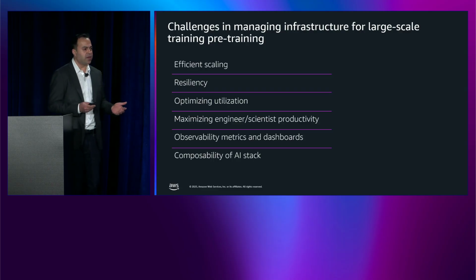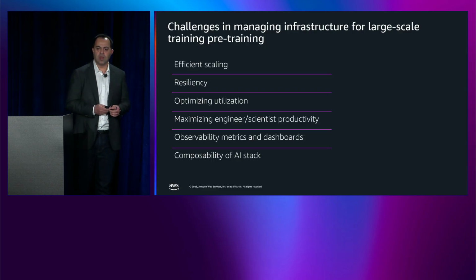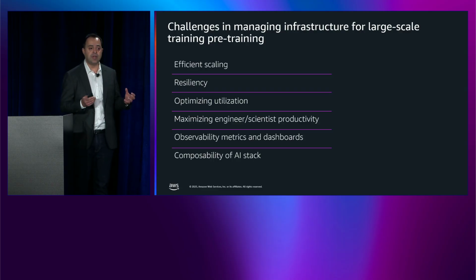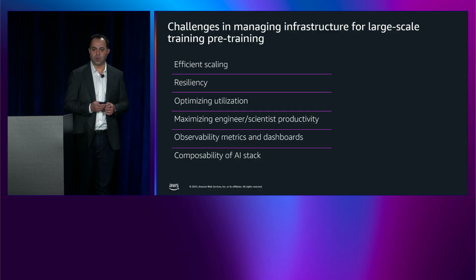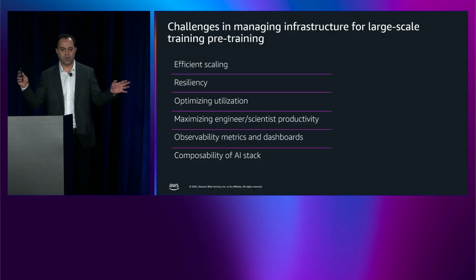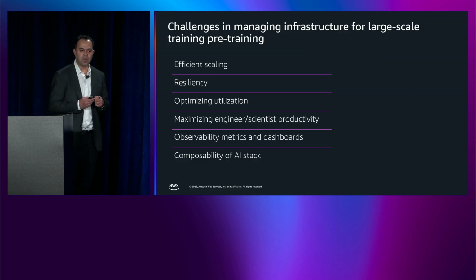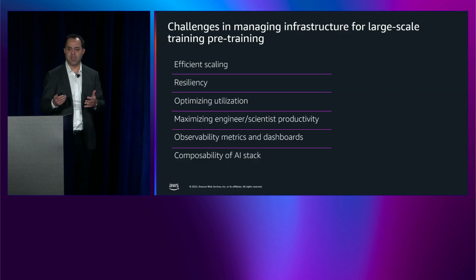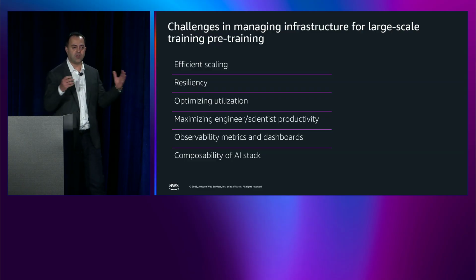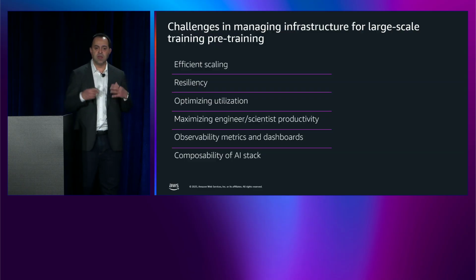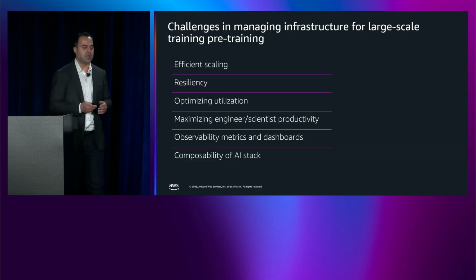The next challenge you run into is resiliency. Unlike distributed data computing workloads where every worker is kind of doing its own thing, in distributed training, every training process across all your GPUs in a cluster is collaboratively training one model. So whenever there is a failure in the system, even a single GPU failing, the entire training process stops. So resiliency of your infrastructure is extremely important.